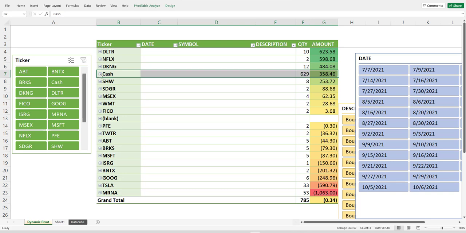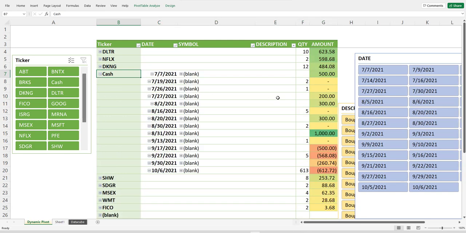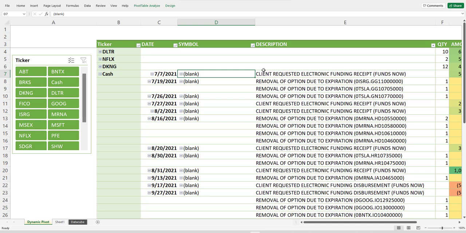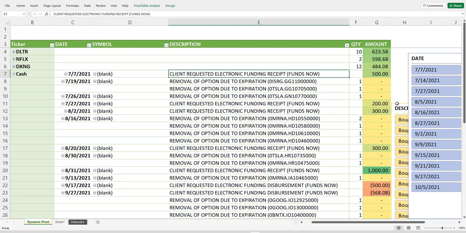So let's open it up and see if we can solve that problem, which is, did I make or lose money? And it looks like, okay, what is this $500? Client requested electronic funding receipt. Okay, that means that I funded the account for $500 on this day. That's what that means. Removals of expirations of things are just options that expired, probably worthless. So I wouldn't worry about these things. Client requested, okay, that's more funding, that's more funding, that's more funding. What about negatives? Electronic funds disbursement is a negative. So this is money going into my bank account from the brokerage account.